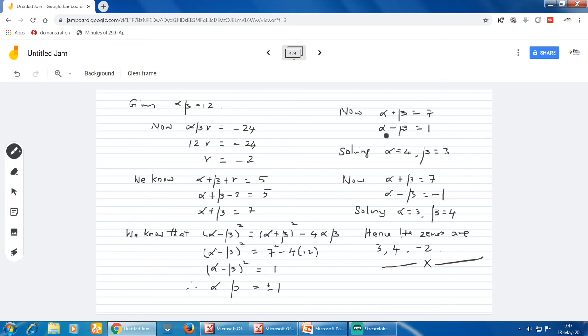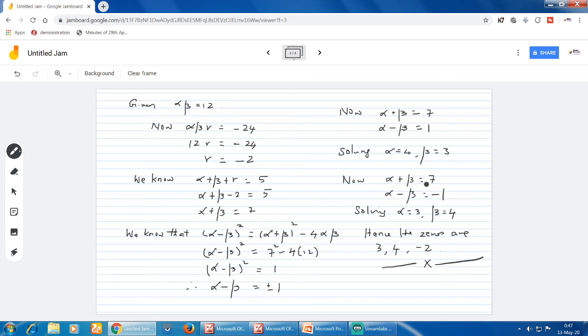Now we have to solve these equations. Alpha plus beta is 7, which you already got. Alpha minus beta is 1, which you now got. First you take the positive value, solve this, and you get alpha equal to 4, beta equal to 3. If you got the answer, please comment and say that you got this answer. And if you don't get the answer, I will tell you in the next class how to solve this.